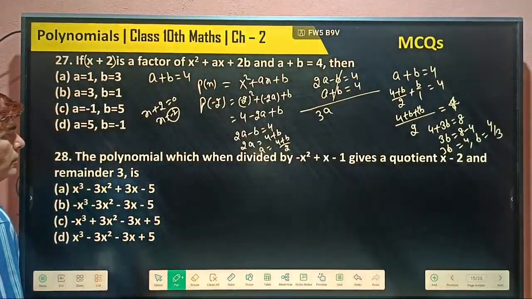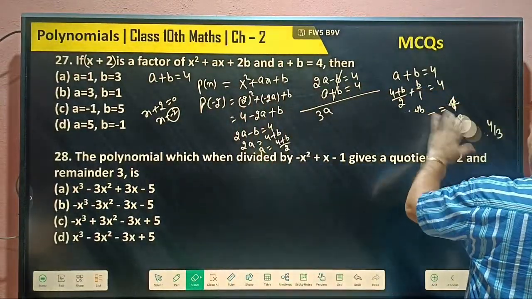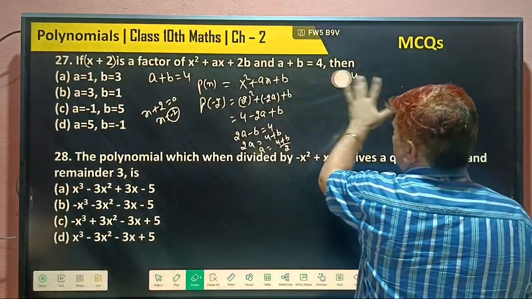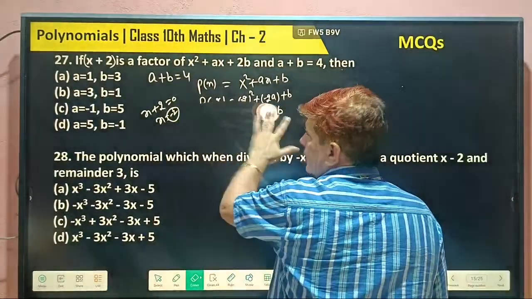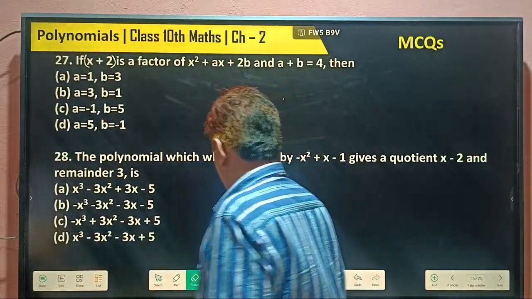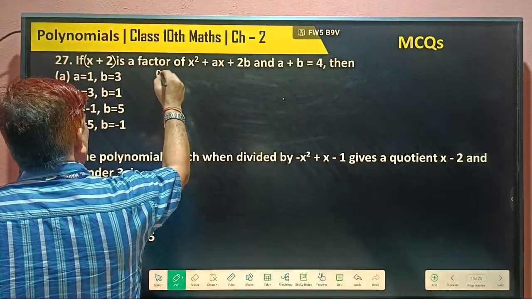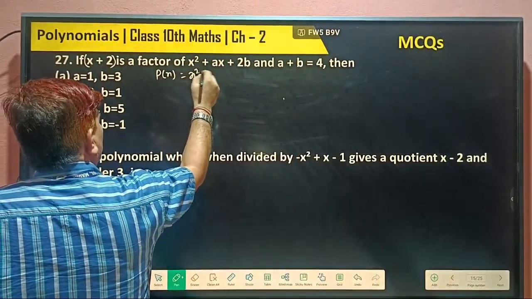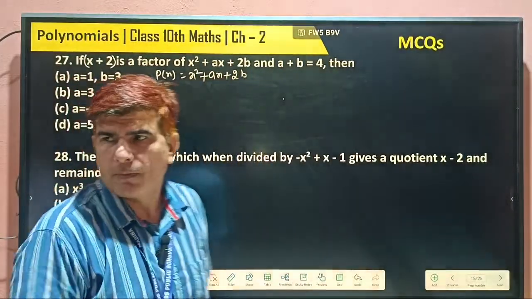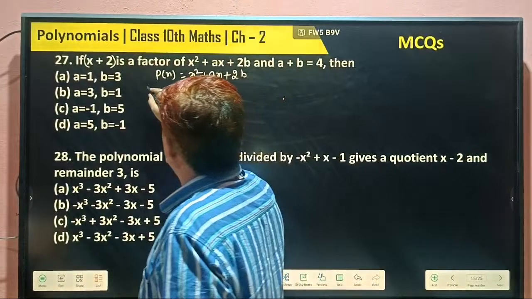Not the given answer. So once again we will check from the starting so you can easily understand. It may be possible some calculation mistake is there. What's the calculation mistake? So I'm telling this. Here p(x) is what? x square plus ax plus 2b. Sorry, I have written only b. That's the problem. And x plus 2 is a factor.